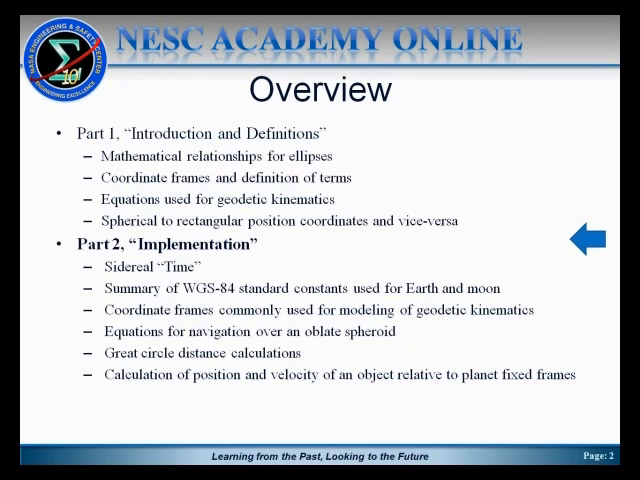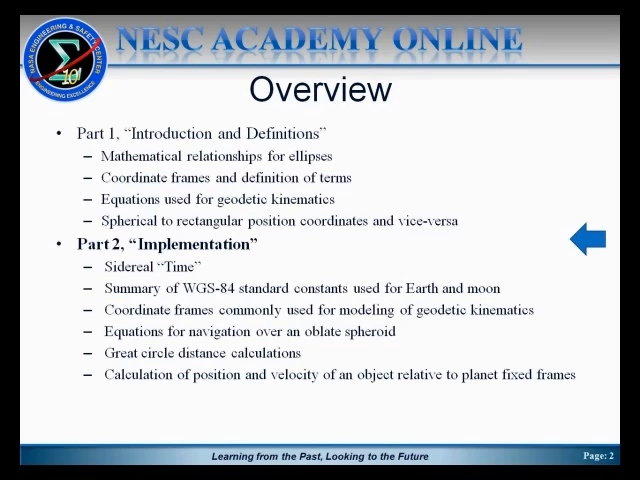We also discussed some coordinate frames and definition of terms, like what's the difference between geodetic parameters versus geocentric parameters. We presented some of the equations used for geodetic kinematics. And finally, we also presented in part 1 the equations that would be used to transform spherical position coordinates to rectangular and vice versa. In today's presentation, part 2, entitled Implementation, we will cover some more detailed implementations of the material that was presented in part 1.